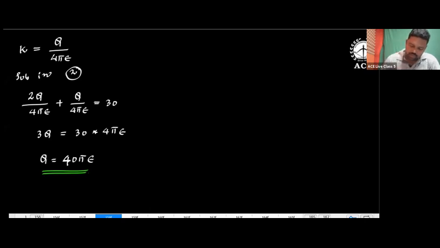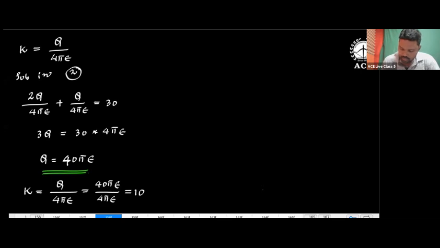So after substituting this value there, what is the k value? Q by 4 pi epsilon. Q value is 40 pi epsilon by 4 pi epsilon, which is equal to 10. So you have got a k value. You have got a q value.